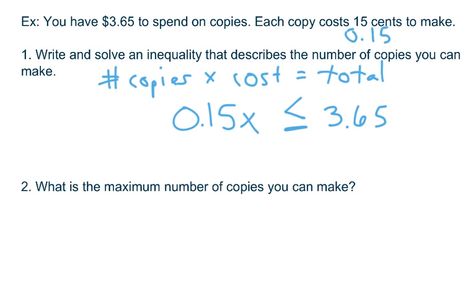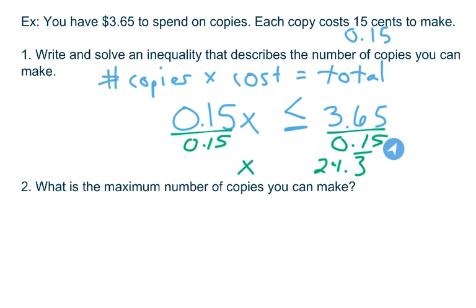Now, it says to solve it. So to solve it, we're going to divide both sides by 0.15. So I got x. 3.65 divided by 0.15 is 24.3 repeating. My inequality sign is not going to change direction because I'm dividing by a positive number. So this is still less than or equal to 24.3 repeating.